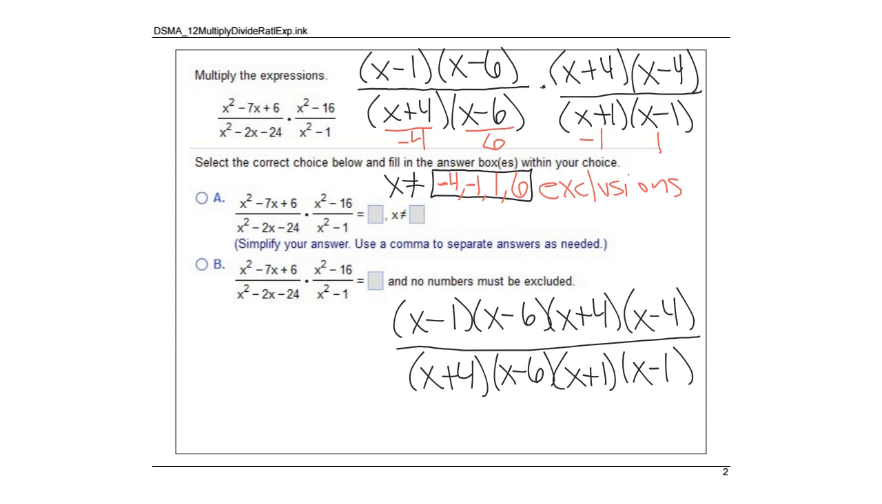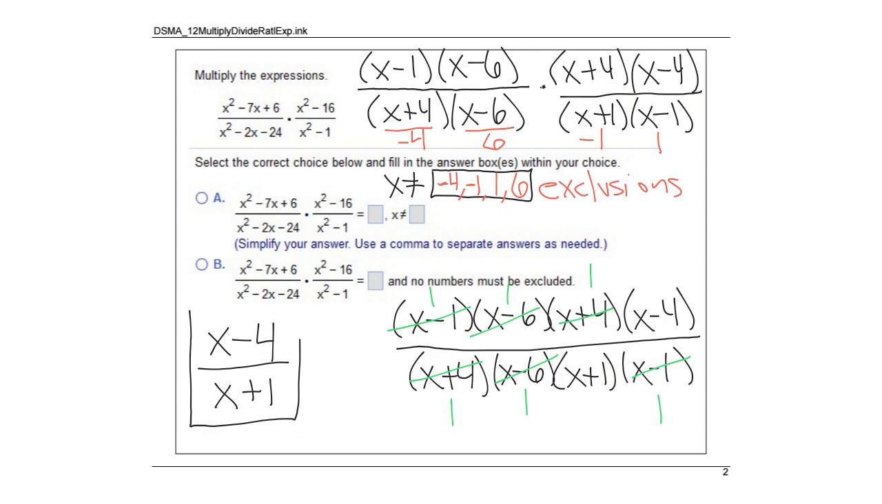So it looks like we have an x minus 6 on both top and bottom. We have an x plus 4 on top and bottom. And finally, we have an x minus 1 on top and bottom. Looks like that's it. So we are left with x minus 4 on top and x plus 1 on the bottom.